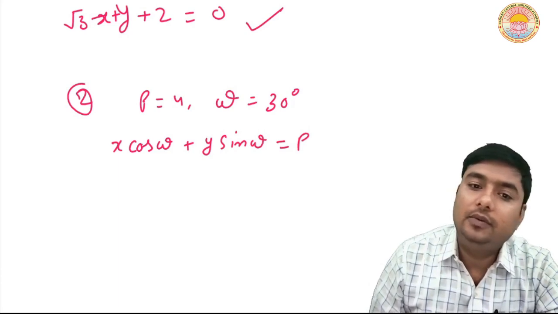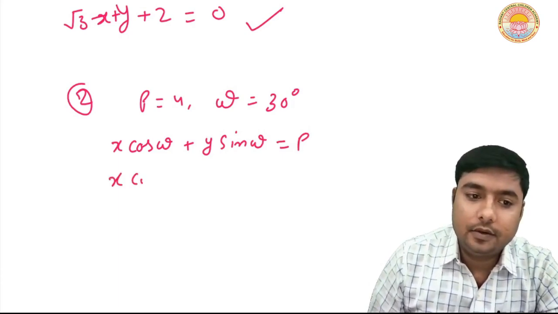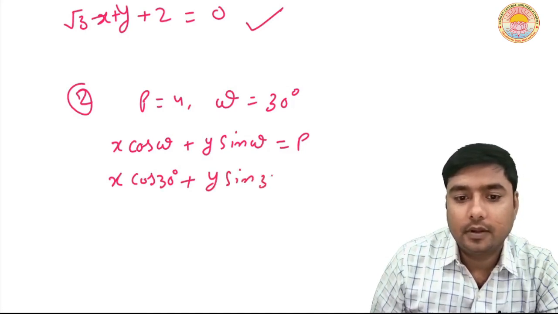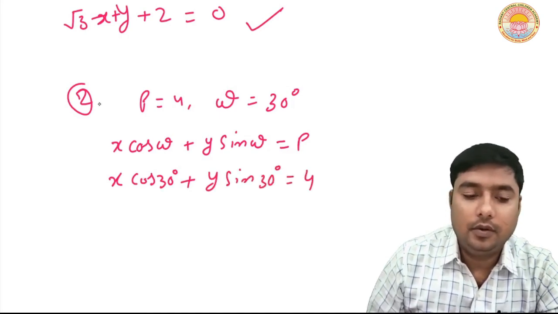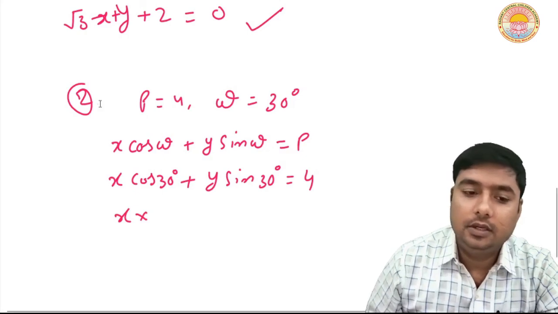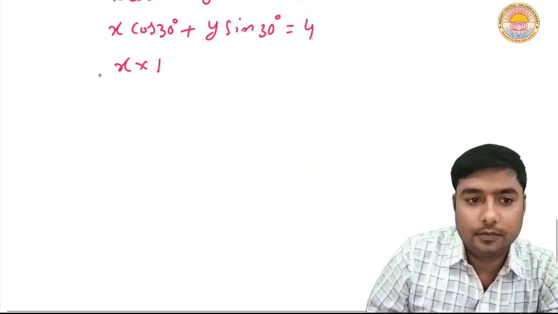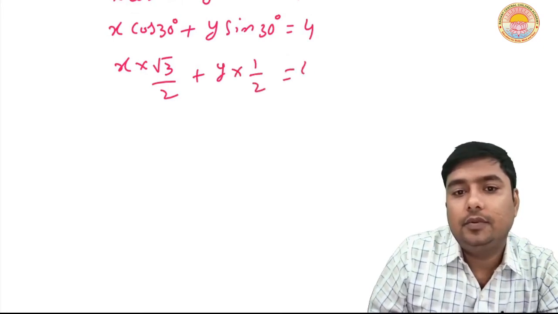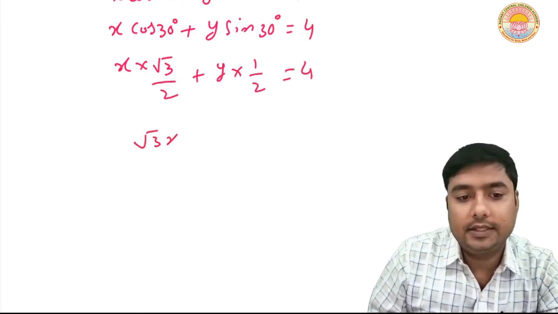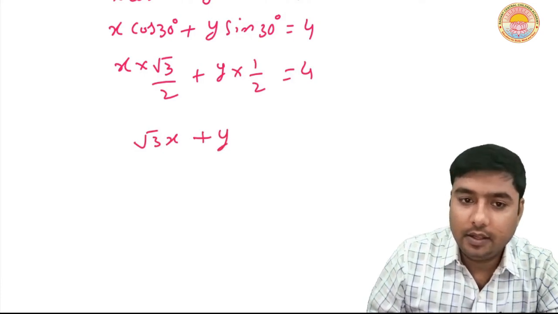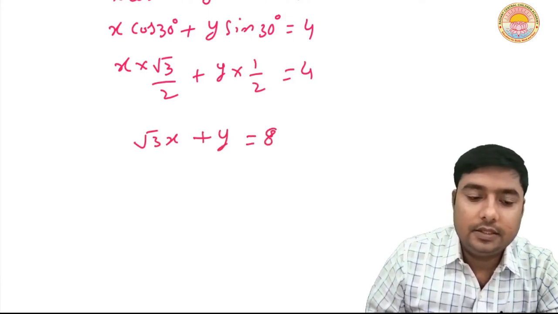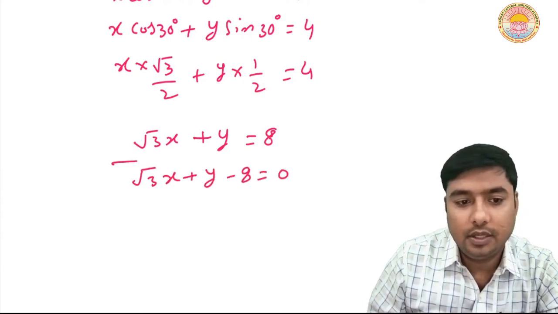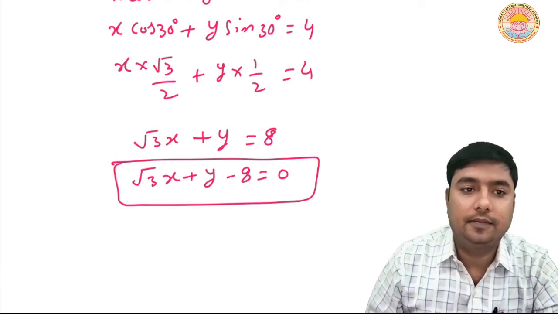Now we can put the values. That means x cos 30 plus y sin 30 equals 4. Now cos 30 means root 3 by 2, so root 3 by 2 x plus y sin 30, which means 1 by 2, equals 4. So root 3 x plus y equals 8, or we can write here root 3 x plus y minus 8 equals 0. This is the equation of the straight line.